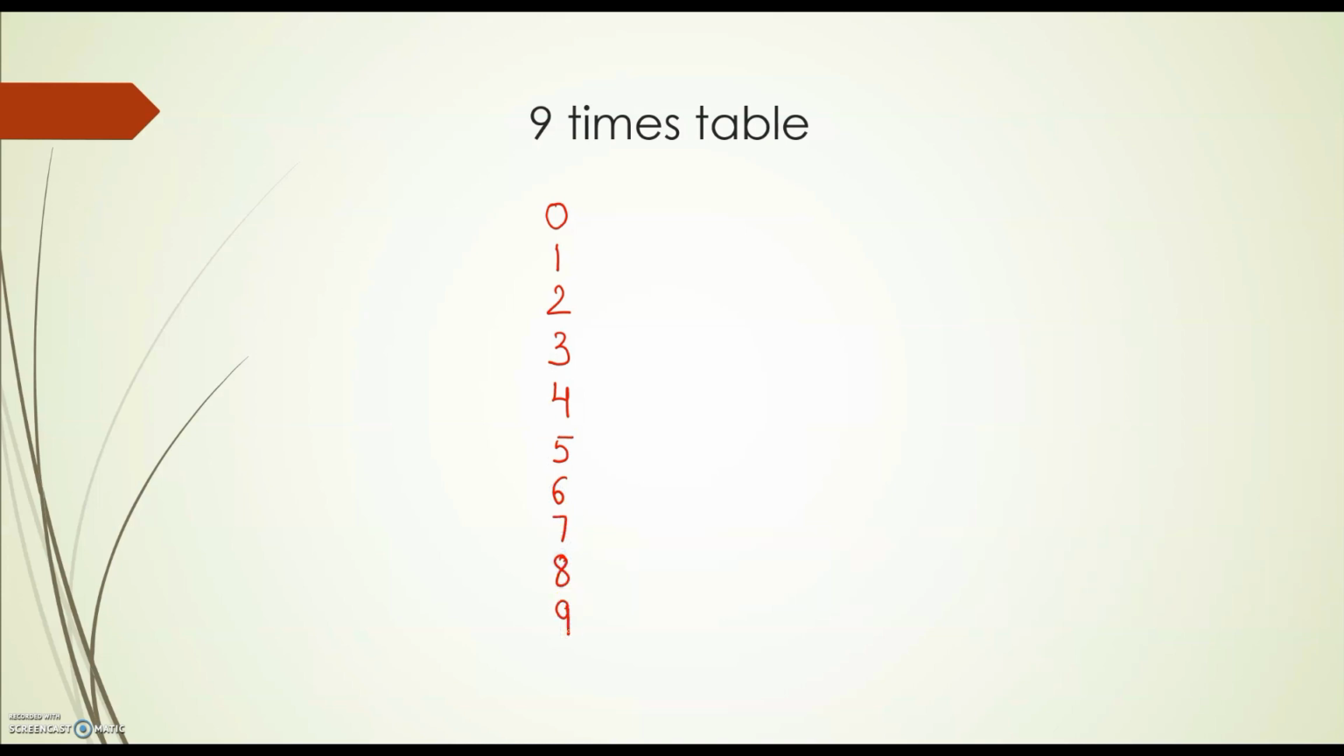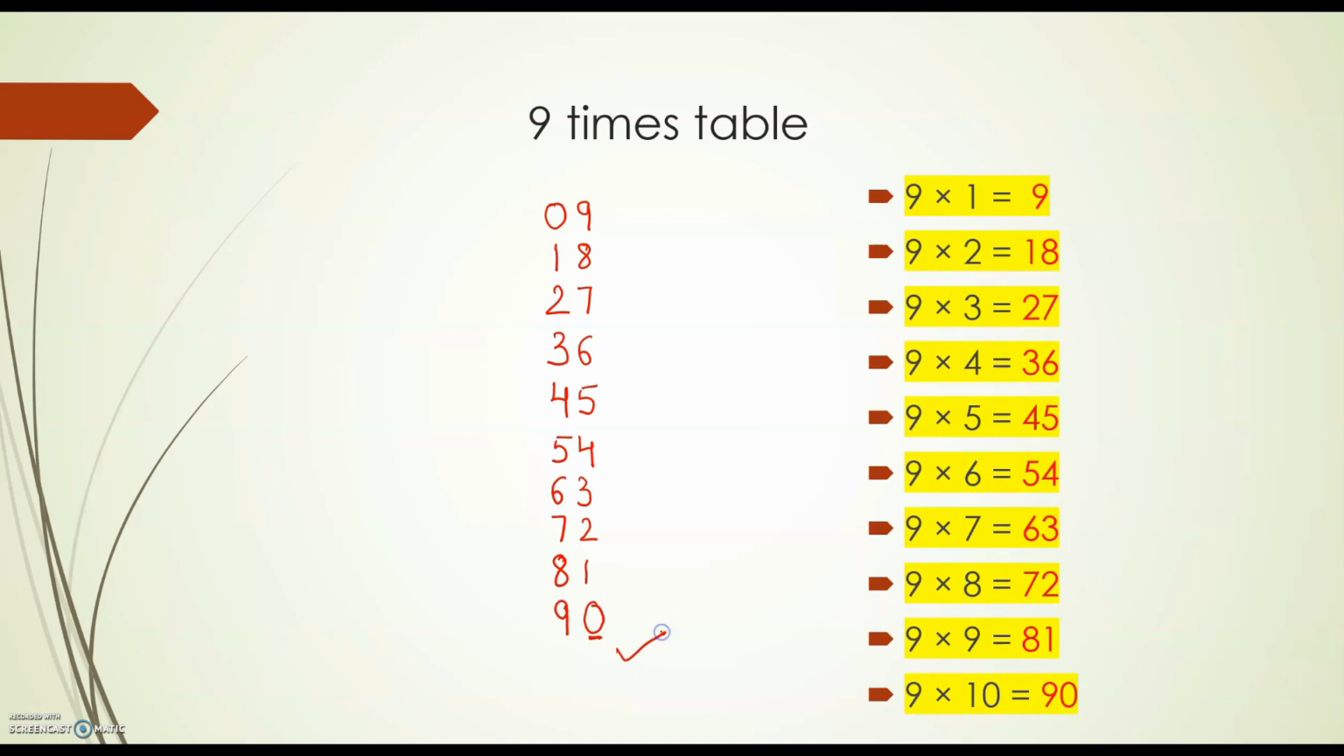And for the second digit, we will write numbers from 0 to 9, but we will start from the bottom. So here I am writing 0, then 1, then 2, 3, 4, 5, 6, 7, 8, and 9. And your 9 times table is ready.